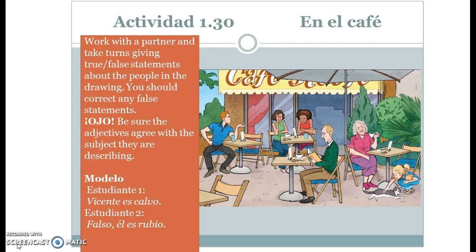Now look at the lady with the green sweater. Or actually it's a green blouse. La señorita es seria. Now look at the lady with the red dress. La señorita es paciente.